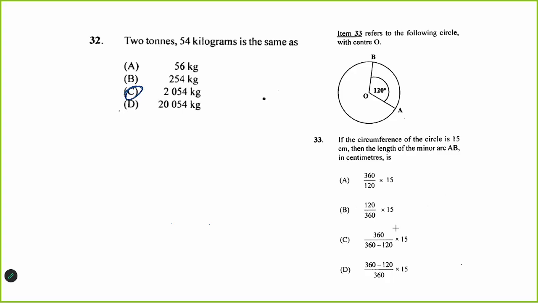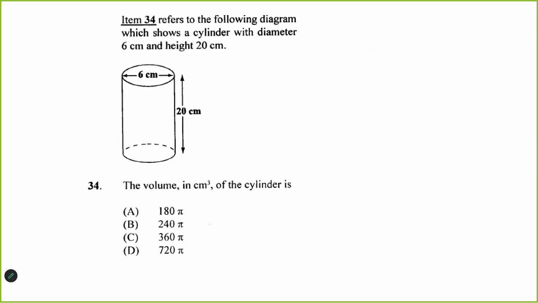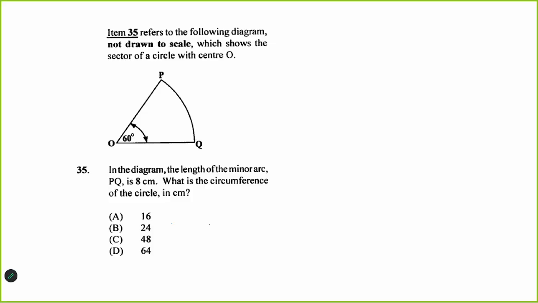This is 120 over 360 multiplied by a circumference. Is this the area or the axis? Yeah, the circumference. So this one is the length of the minor arc. This one here is 20 multiplied by pi multiplied by r squared, which is 3 squared. That's 3 3s are 9. 9 by 20 is 180 pi. That's A.